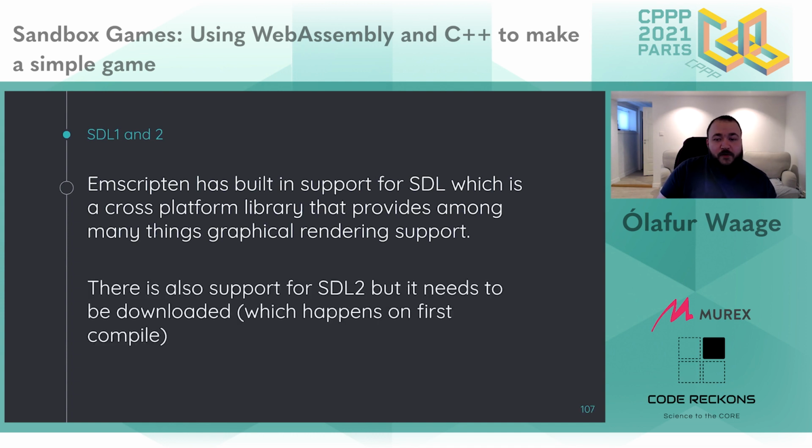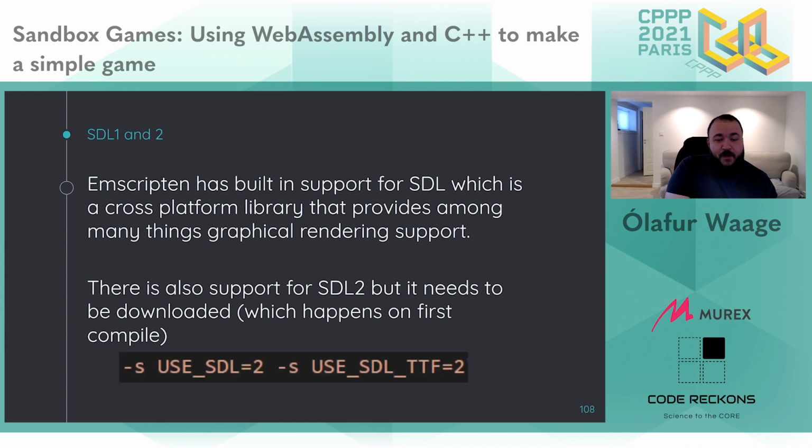There's also support for SDL2, but it needs to be downloaded. The first time you compile with SDL2, you'll see a download happening, but after that it should be cached in your Emscripten folder. What you do is add to your compile flags, and you'll see a lot of these when you start using this, a -s and then something. Those are the flags being sent to Emscripten specifically. So we're going to use SDL2, and also the TTF, the text, because we want to draw the little text thing there.